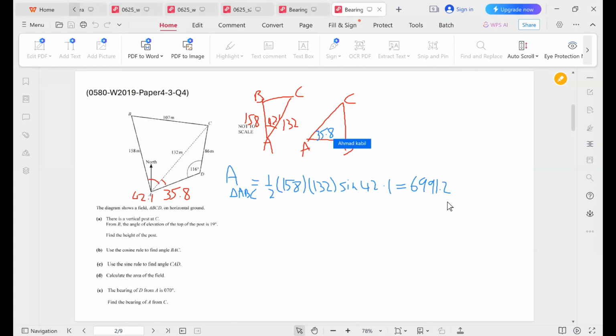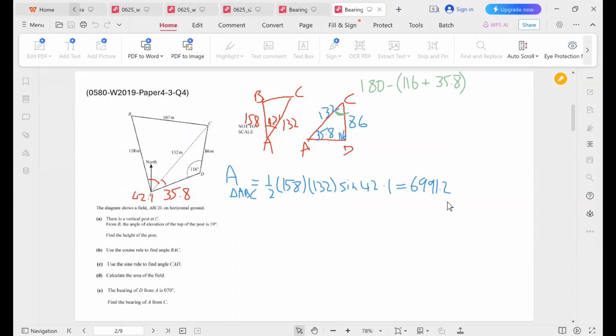We have this angle here is 116. We have 132 and we have 86. In order to get the area, you need two sides and the angle between them. So the easiest approach would be to calculate this angle here. And this angle is equal to 180 minus the sum of the other two angles, 116 plus 35.8.